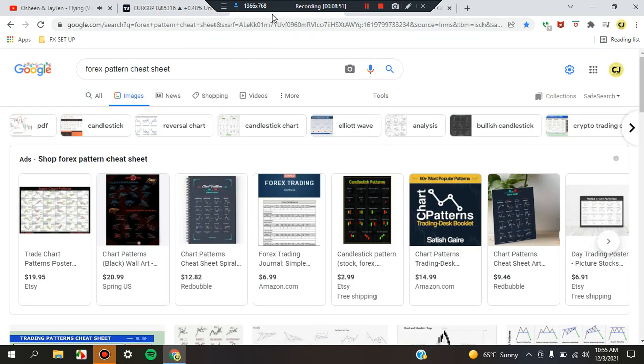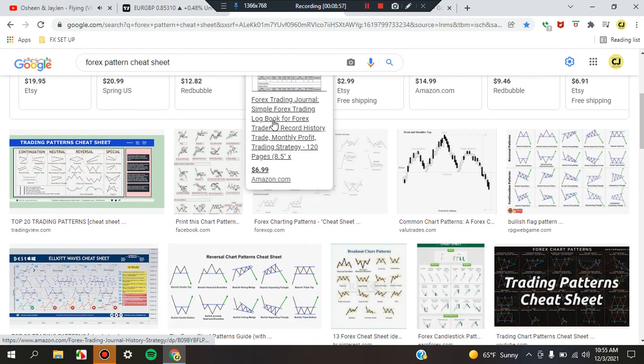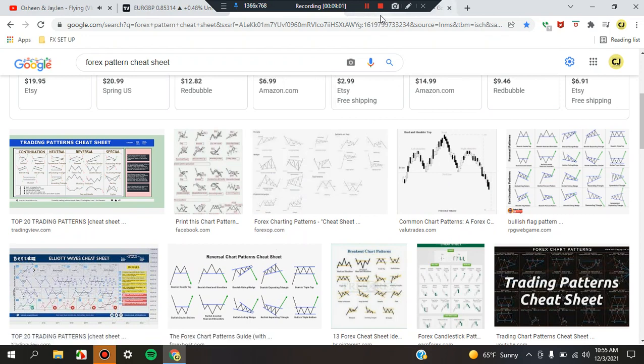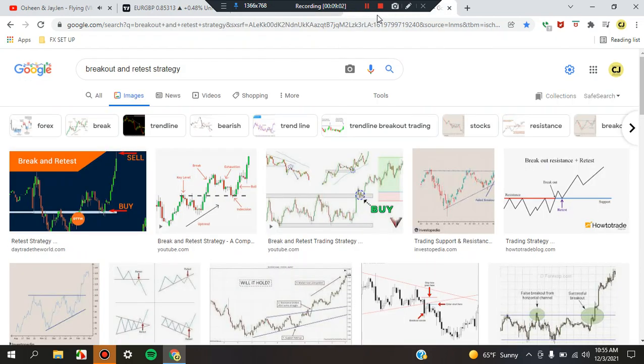Very important information, guys. Please study and review the Forex pattern cheat sheet. Understand market direction from the patterns that are formed. Very important information, guys. Also review breakdown retest strategies. Please understand when the market is at an area of resistance, what is going to happen after the break.